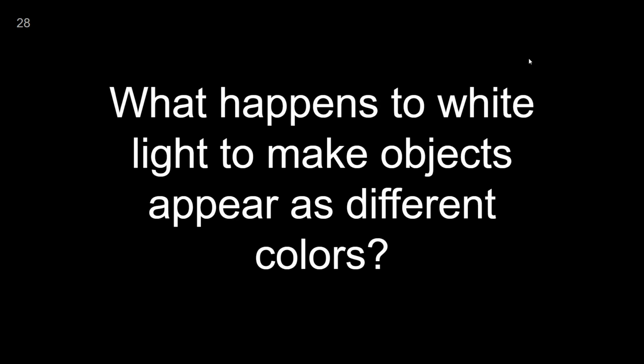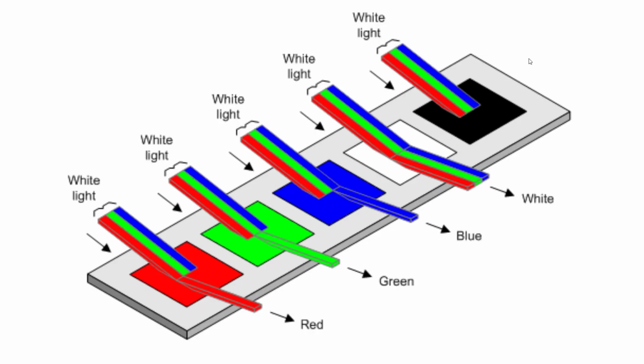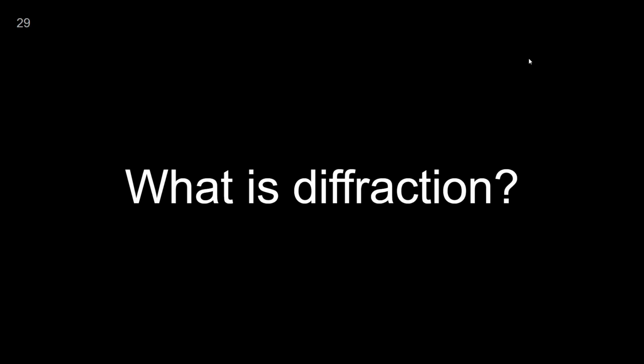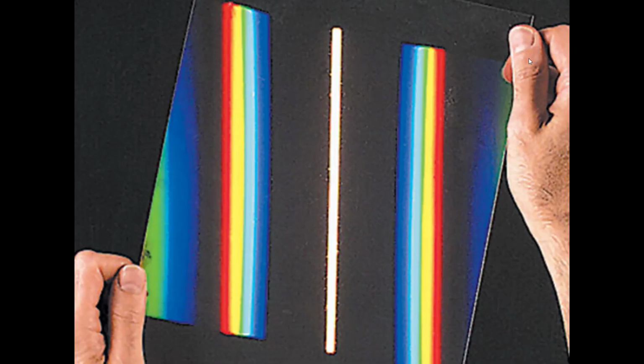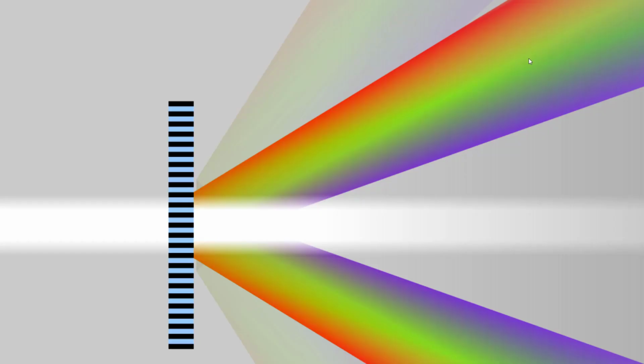What happens to white light to make objects appear as different colors? Objects reflect or scatter a certain color while absorbing all the other colors. Our eyes respond to the mixtures of red, green, and blue light. So what is diffraction? The process of bending light around an obstacle. The light will spread out after it moves through a small place.